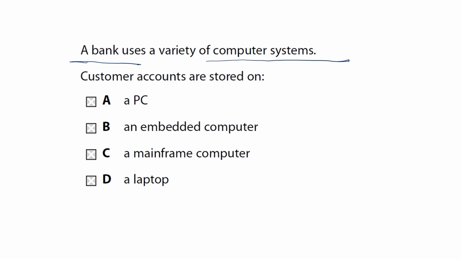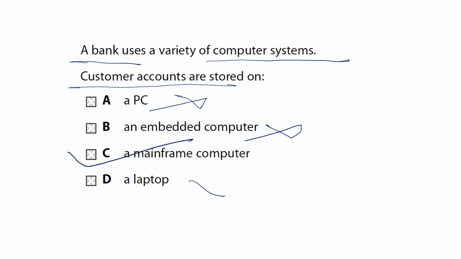So there is a network of computer systems or different types of computer system. A bank is a large organization and has large customer data. The customer accounts can never be stored on a PC, never on an embedded computer, because an embedded computer has a microprocessor and is mainly designed for performing a single function, and not on a laptop. So the correct answer is mainframe computer.